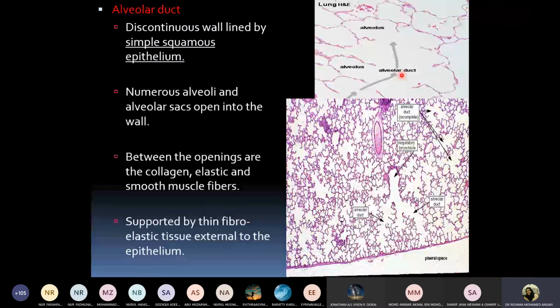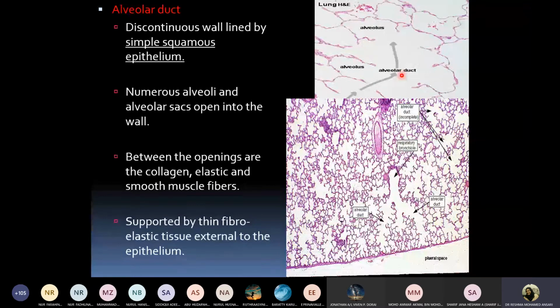The alveolar duct is again a discontinuous wall. Now the epithelium becomes simple squamous. So we started with pseudostratified ciliated columnar, became simple columnar, went to simple cuboidal. Now the epithelium becomes simple squamous, a flattened epithelium.